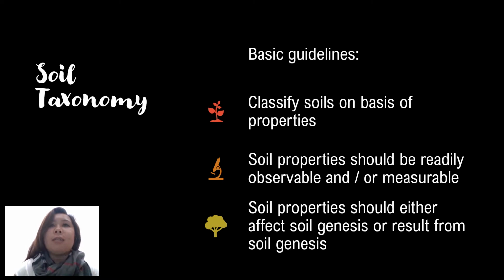The first one is to classify soils on the basis of properties. The second one is that the soil properties should be readily observable and/or measurable. For the third one, soil properties should either affect soil genesis or result from soil genesis.